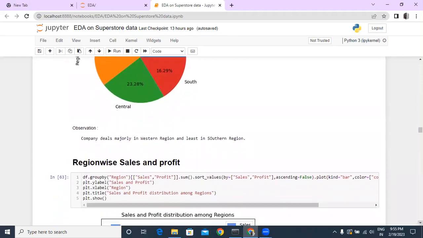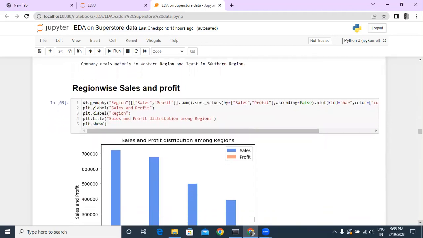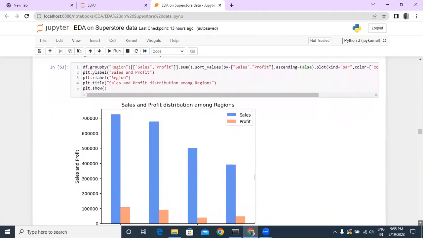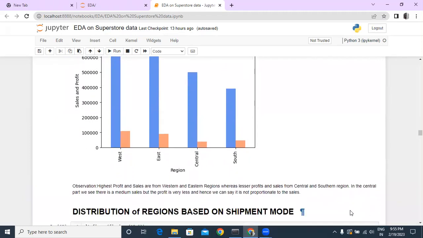Now we are seeing the region-wise sales and profit as we did before. Again, we are using the group by, and we set ascending to false, and we have plotted the bar graph, and we can clearly see which region is giving the highest profit and sales: the western and then the eastern, but lesser profits and sales are from central and southern. In the central part, we can also see that there's medium sales, but the profit is very less. So we can see that it is not proportionate to the sales. So this was it for region.